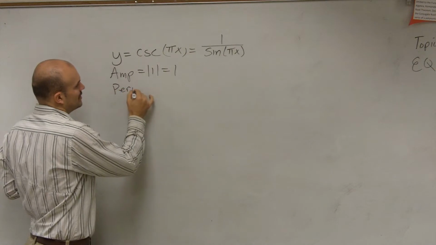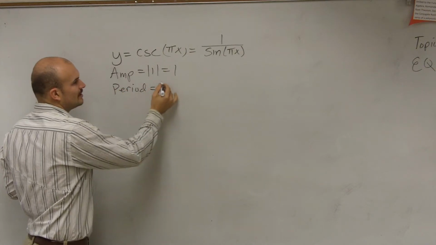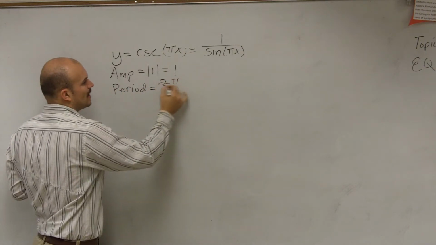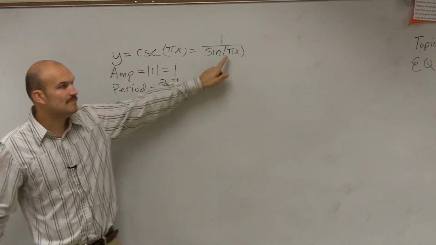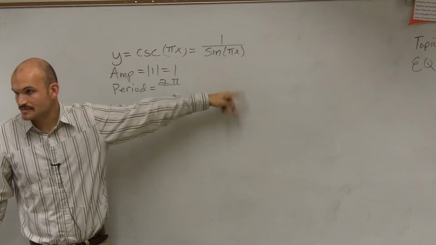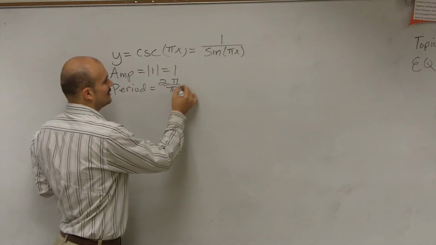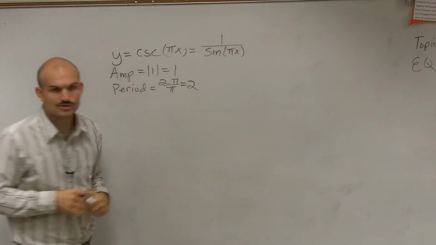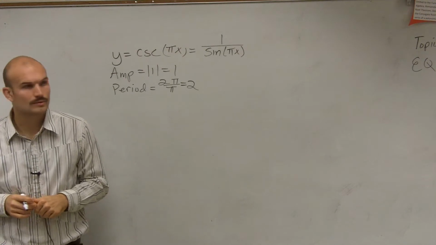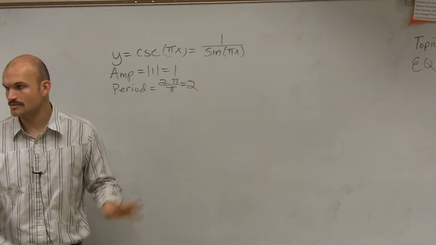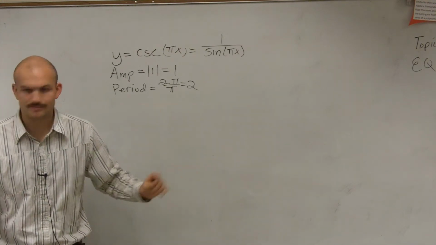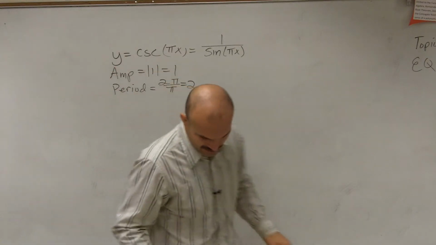Then we take a look at the period. Remember, the period is given by 2 pi divided by b, where b is your coefficient of x. The coefficient of x is pi. So I have 2 pi divided by pi, which equals 2. Cool so far? Those are in your notes. I did separate videos on them. We should be OK for those at least 2 points.